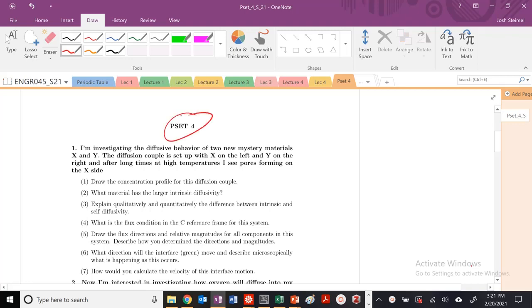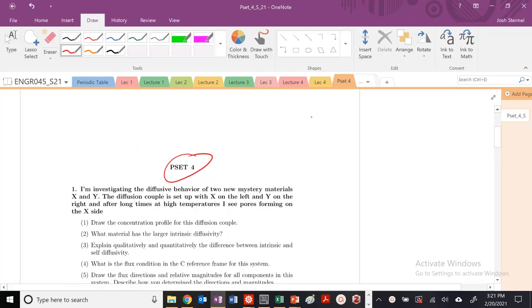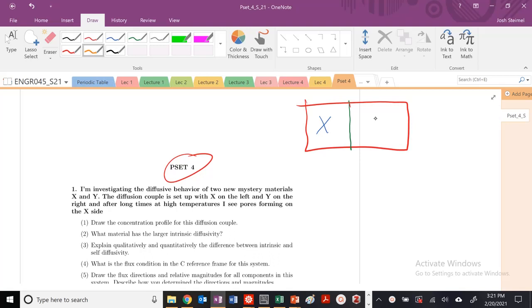Problem set 4. I am investigating the diffusion behavior of two materials, X and Y. X is on the left, Y is on the right. I'm going to make this green, this X, and this my Y. After long times at high temperatures, I see pores forming on the X side. So, I have pores forming on the X side.